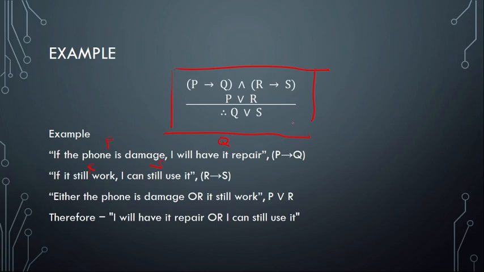Either the phone is damaged, so that is P, or, the connective, it still works, R. Therefore, Q or S: you take either Q or S. Have it repaired, Q, or the connective, I can still use it. Do you see it? What is important here is to keep track of the variables and the statements assigned to those variables.